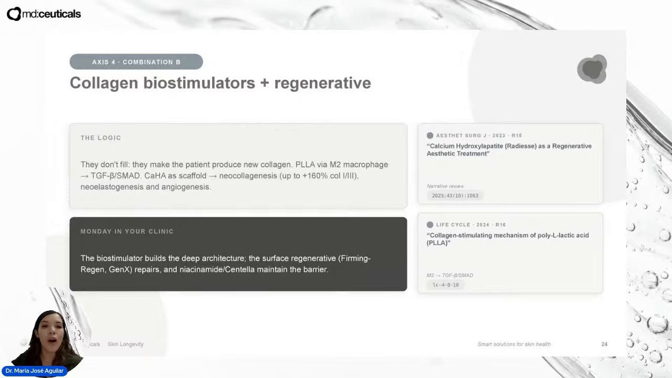If we are going to do a collagen biostimulator, we need to go in the same line with a natural, nourishing treatment that can restore the deep architecture of the skin, like an elastin supplementer, in this case the Firming Regen, or the mimetic peptides and the growth factors that are going to help us directly to increase this collagen production. Another option here could be, for example, the NCTF HYAL that can help us to increase this response of energy in the tissue.